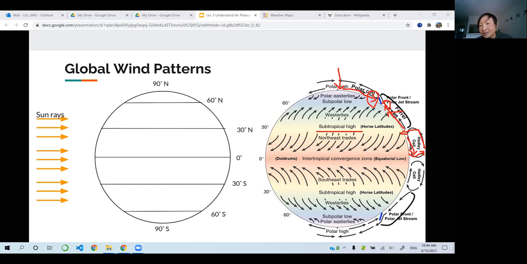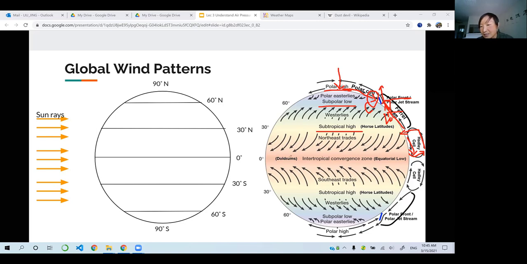But the one from the south is warm, and this one is cold. Warm air is less dense, so it will be pushed up. That is why you have this polar front. That is how your polar front, your subpolar jet stream, formed. When the air is rising, you have this subpolar low, and here air is descending, you have the polar high, okay?